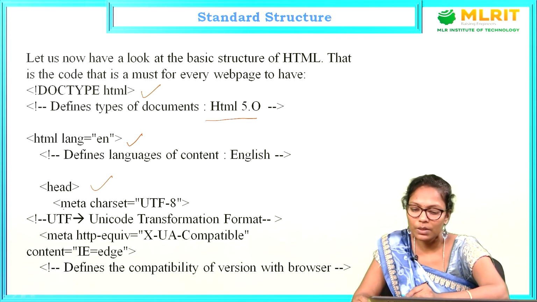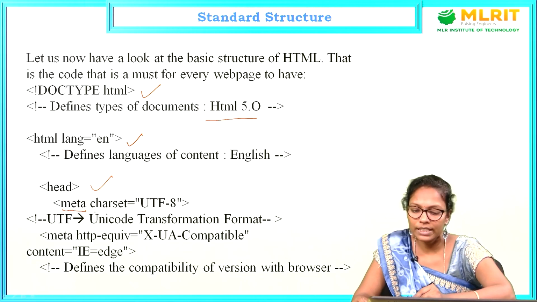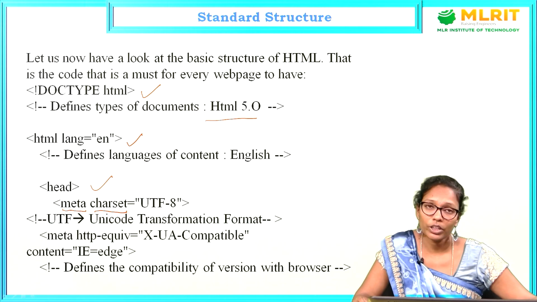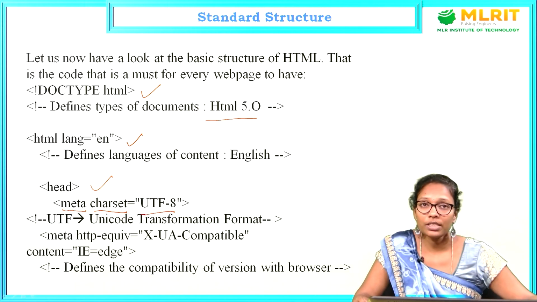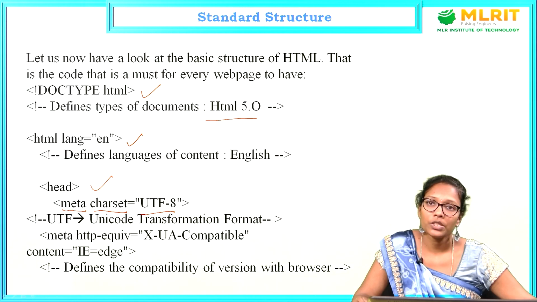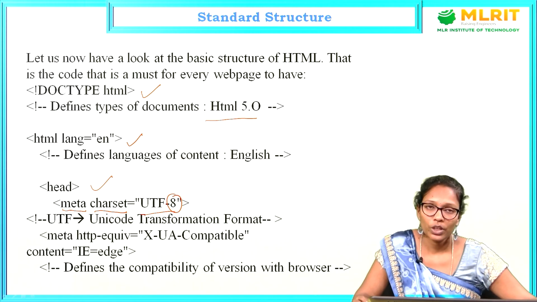The first one is a meta tag. The meta tag gives you information about the data. It indicates the character set, which type of character set you are using. The type of character set you are using is UTF-8, that is Unicode Transformation Format. Each character will take 8-bit format, and that's why you indicate it as UTF-8.